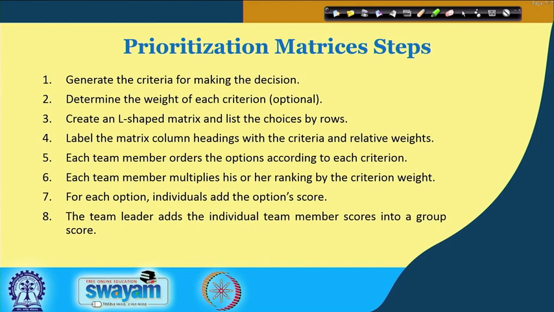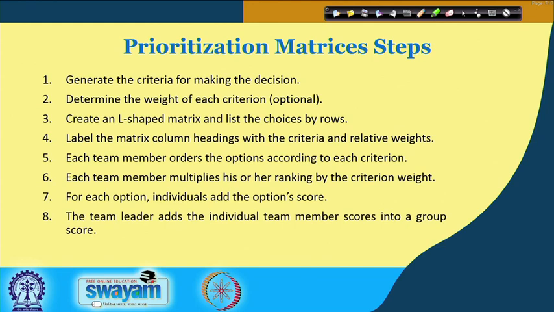Number five, each team member orders the options according to each criteria. Number six, each team member multiplies his or her ranking by the criteria weight. And seven, for each option, individually add the option score. And eight, the team leader adds the individual team member scores into a group score.